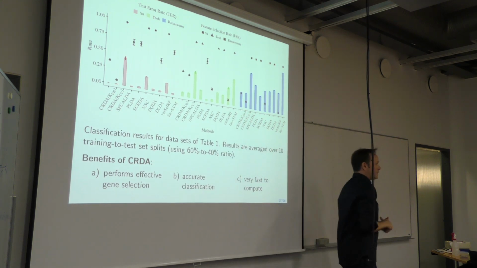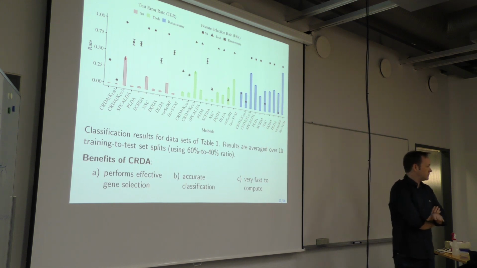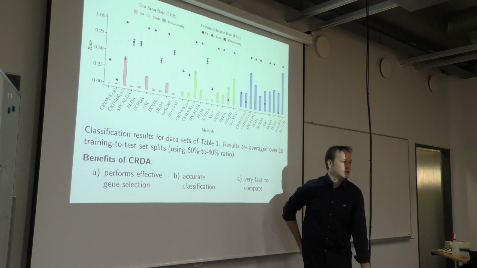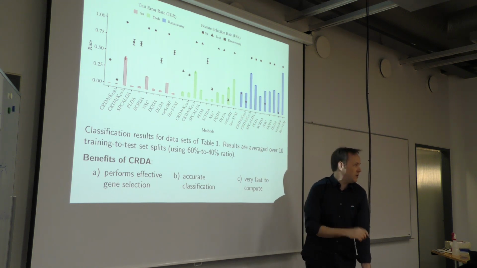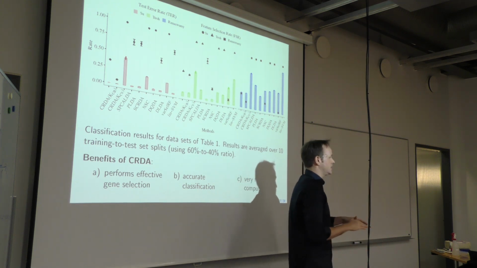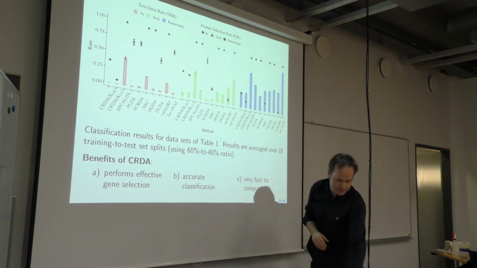So it's very fast to compute. It's among the best, and it chooses a very small amount of genes when you do that. So that's something that a specialist would need: to look at that information, what genes were chosen.